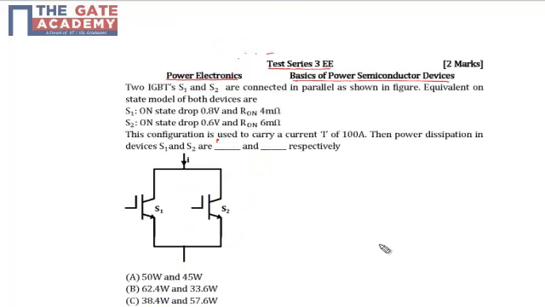This configuration is used to carry a current of 100 ampere, so I is equal to 100 ampere. The power dissipation in devices S1 and S2 are dash and dash. We have to find the value of power dissipation in IGBTs S1 and S2, that is, we have to find the powers P1 and P2.